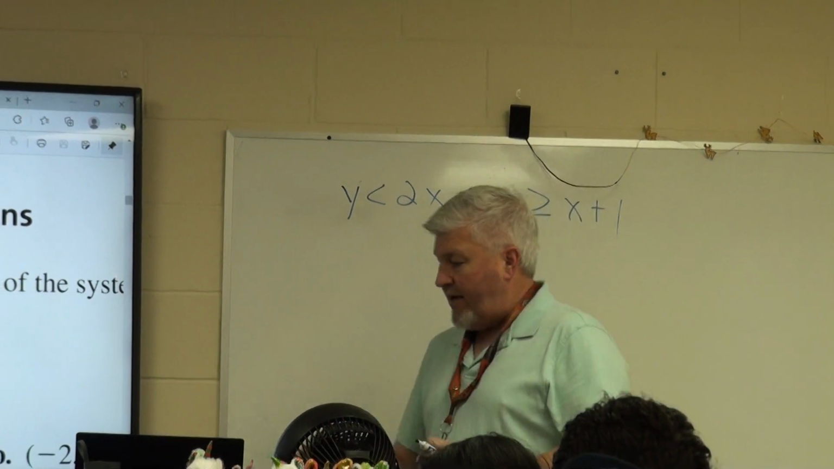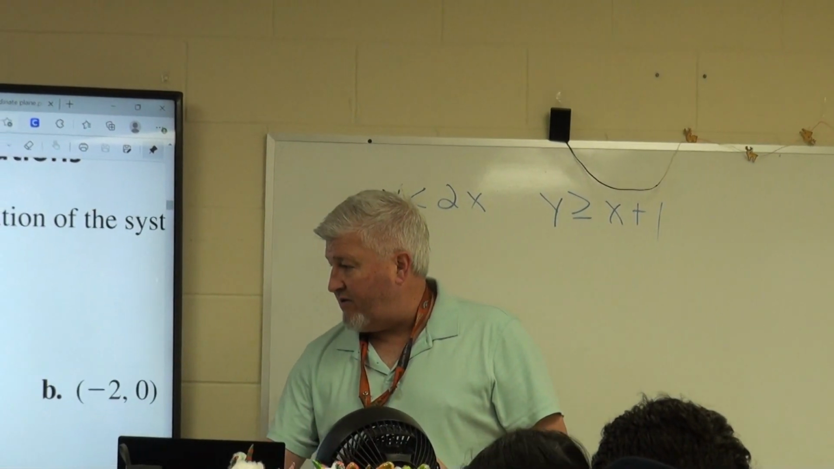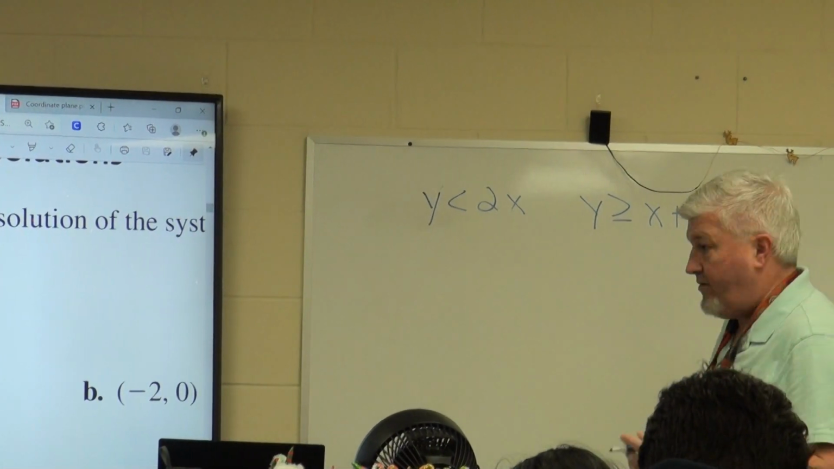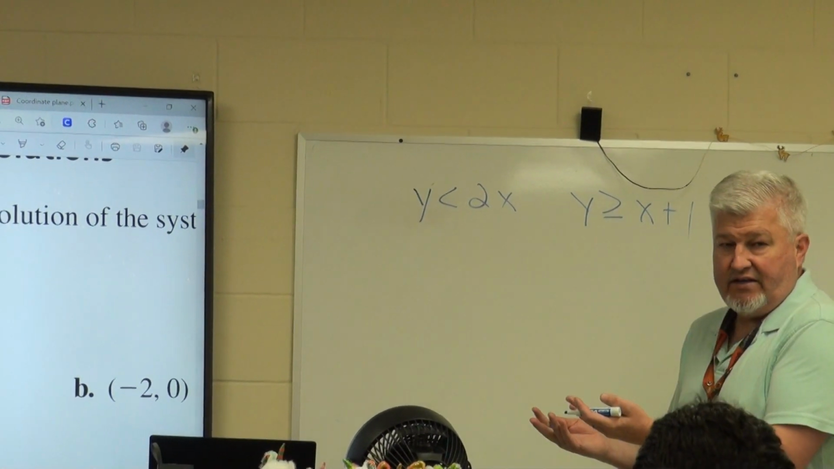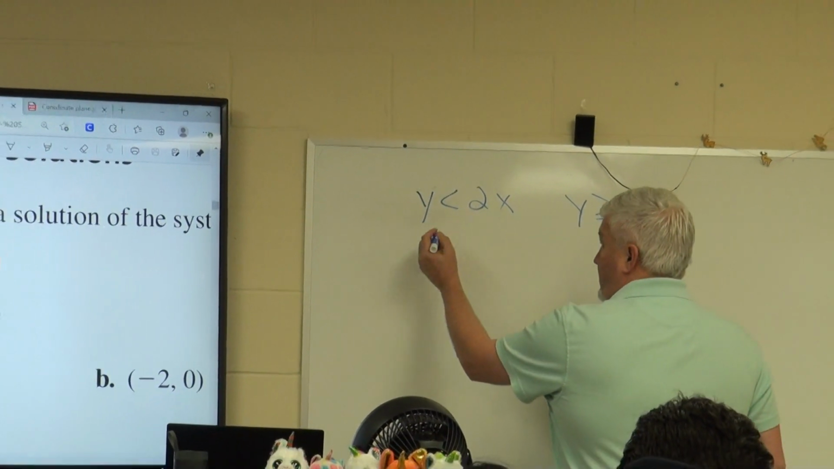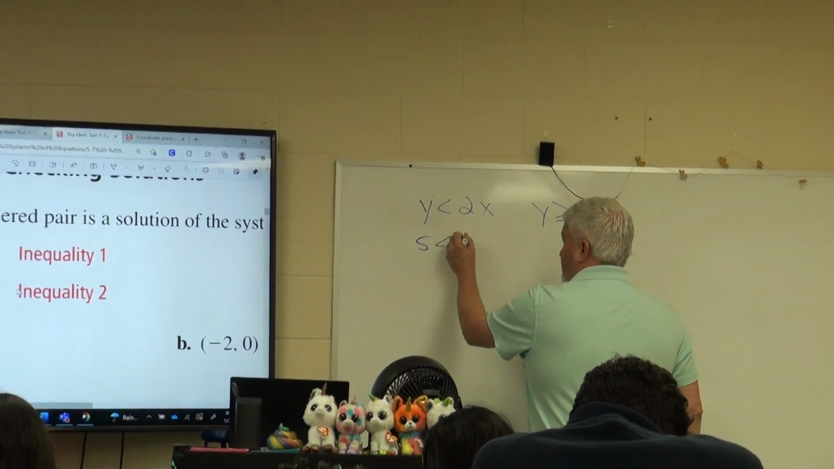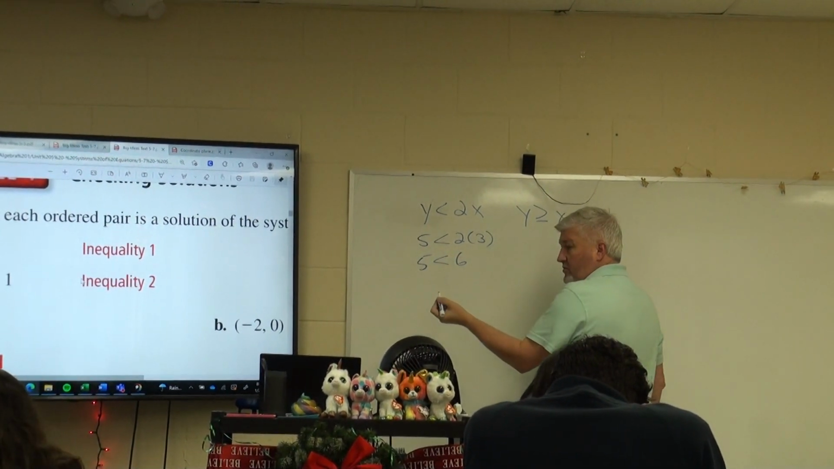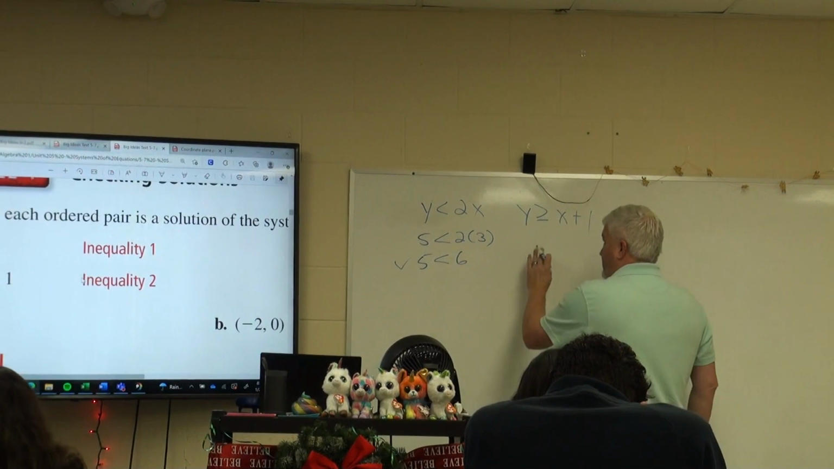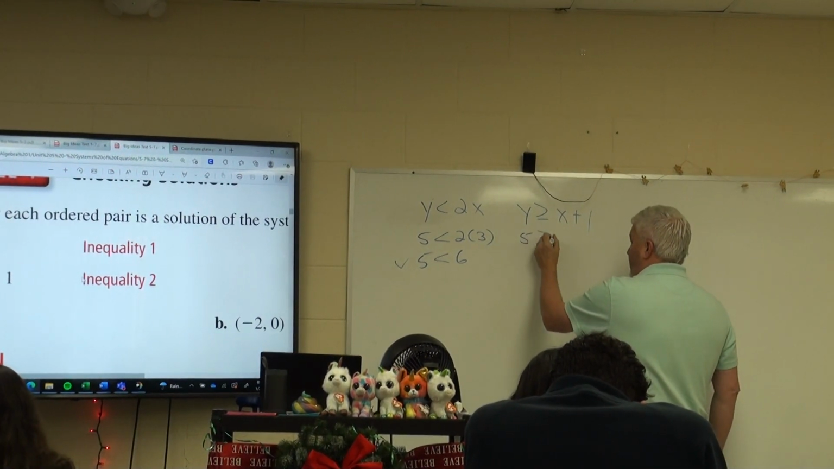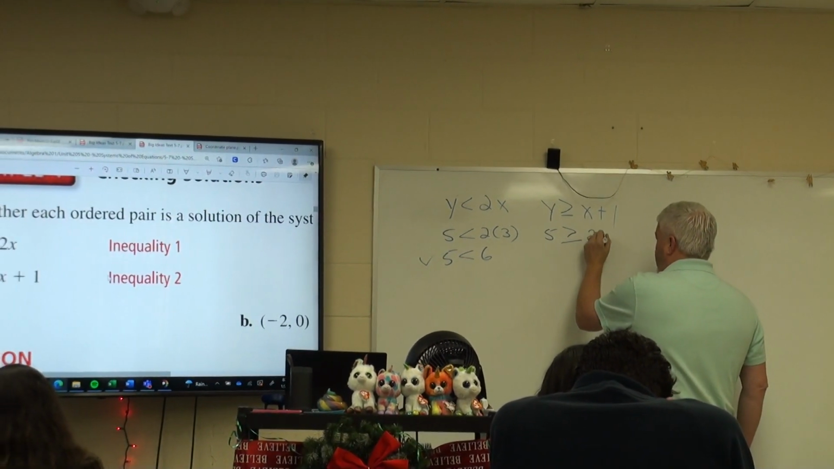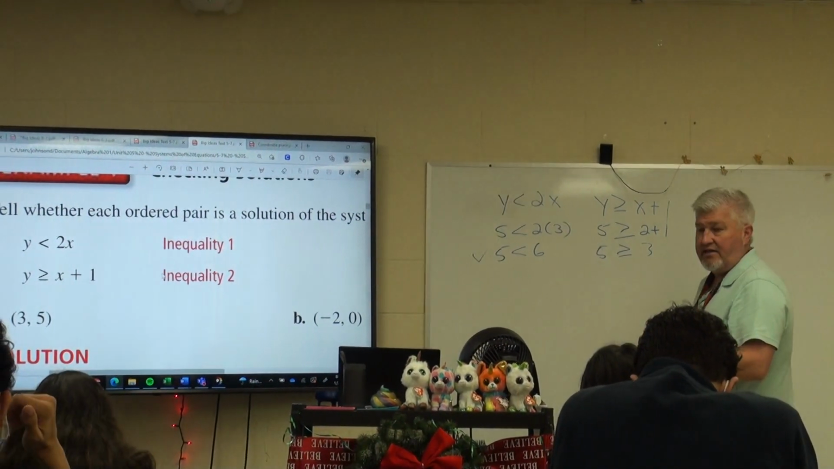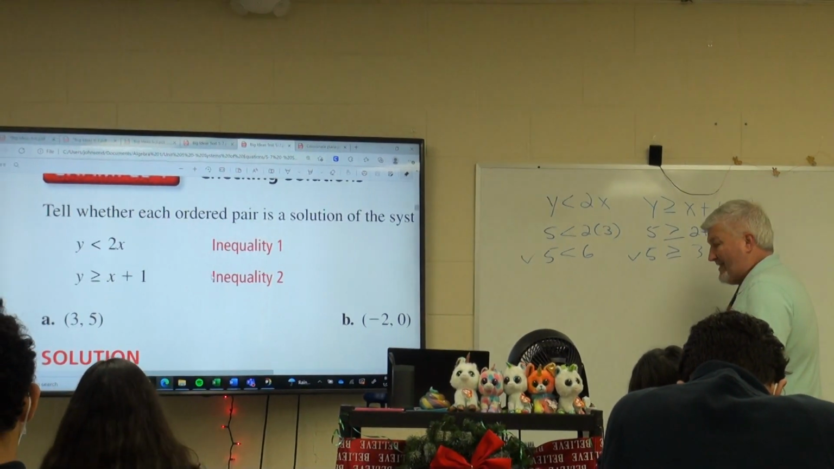Then they give you a point. They say, okay, you've got this coordinate pair, (3, 5). And so you just plug it in and see if it fits. Is 5 less than 2 times 3, which is 5 less than 6? Is that true? Of course it is. So then I come over here. Is 5 greater than or equal to 2 plus 1, which is 3? Is 5 greater than that? It is. So that ordered pair fits that system.